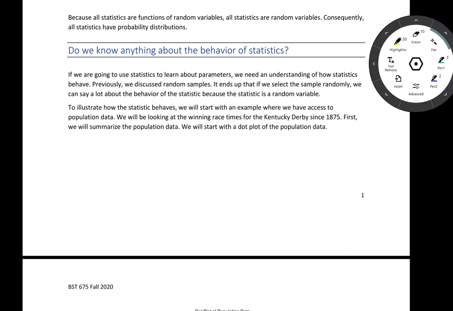The example we're going to look at is the winning race times for the Kentucky Derby since 1875. Full disclosure: if you count the number of data points, I made this example prior to this year's Derby, which just happened a couple weeks ago, so it is missing this year.